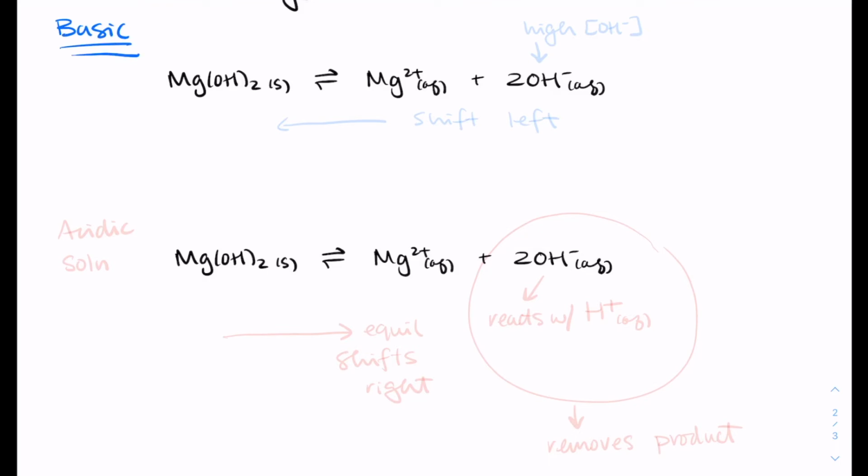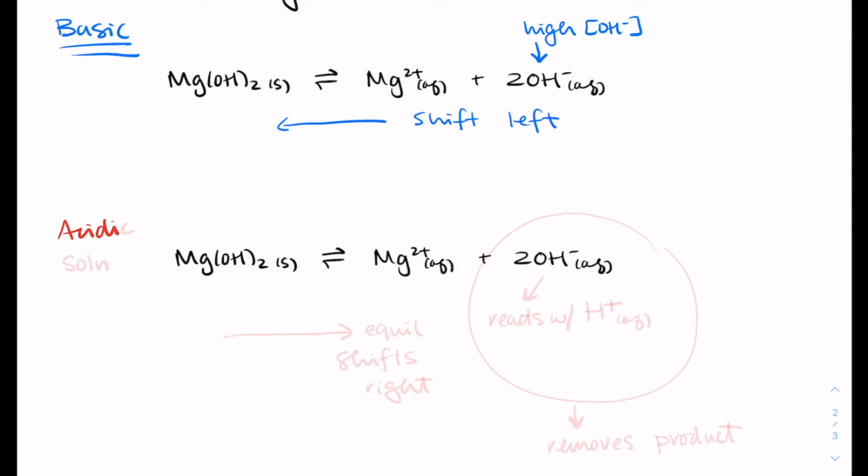Now, the reason why is because if the solution is basic, we have a high concentration of OH minus, which is a common ion for magnesium hydroxide. So there is hydroxide already in solution. So this is going to block the magnesium hydroxide from dissolving, or, in Le Chatelier terms, the reaction would shift left. So the magnesium hydroxide would be less soluble in a basic solution.